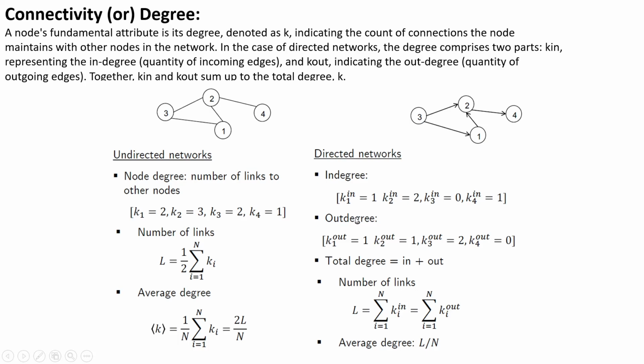The in degree and the out degree of node one have been calculated separately, similarly for two and three. The total degree is just adding up these in degrees and out degrees, and the total number of links will just be L, without the half, because these are directed networks. A connection from A to B does not imply a connection from B to A, so one edge represents one connection in a directed network. That is why the half is gone. So the average degree, in comparison to the undirected network, will be L by N.